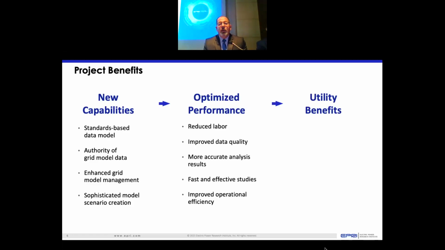Since there's only one as-built model, you eventually solve the problem of having multiple systems with duplicate data, and most of the time the data does not agree. This will, of course, derive more accurate analysis results for faster and more effective studies, and improved operational efficiencies and streamlined technologies.